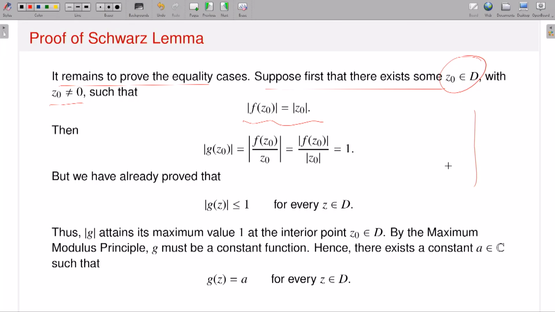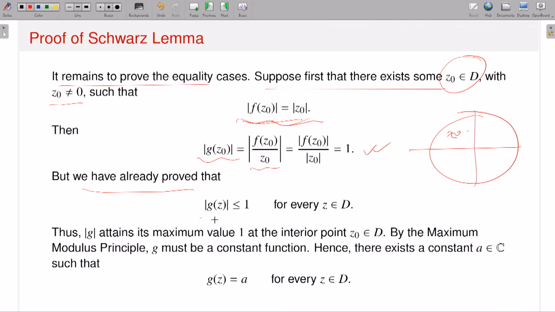Okay, so what I am saying is that this is your open unit disk, except 0, take some point z naught inside D such that modulus of f of z naught is exactly equal to modulus of z naught. Now if this is the case, then what is the value of modulus of g of z naught? By definition it is modulus of f of z naught divided by modulus of z naught, and since modulus of f of z naught is the same as modulus of z naught, that means modulus of g of z naught is exactly equal to 1.